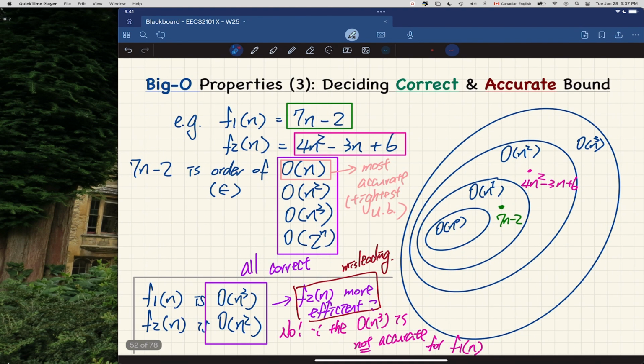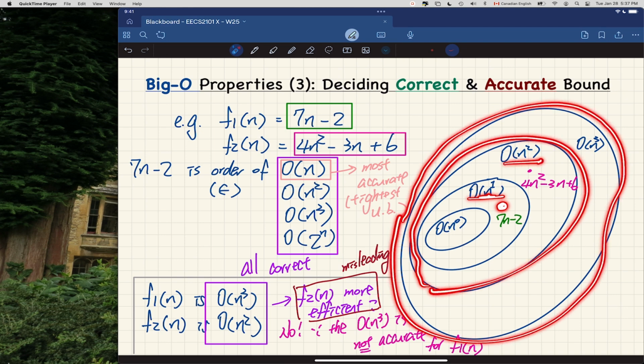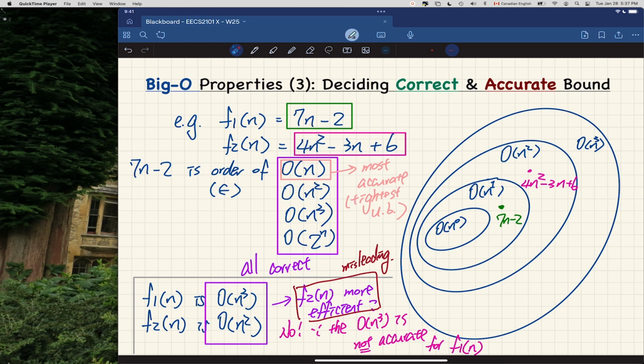All right, so we talk about being correct versus being accurate, right? For example, let's say 7n minus 2. You can see that one situates over here, n to the power of 1. However, you can also say this is a member of the larger family, which is n squared. You can also say correctly that it's a member of this even larger family. It's correct. However, if you're not being accurate, you might run into misleading judgment, right? That's something we said earlier on Thursday.